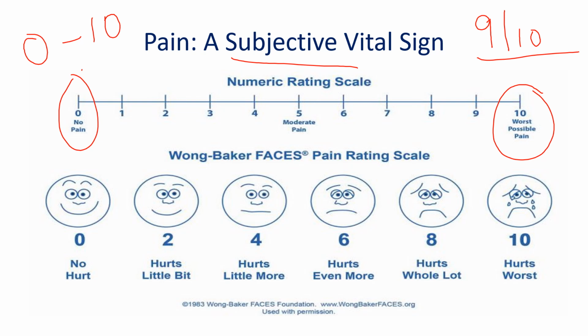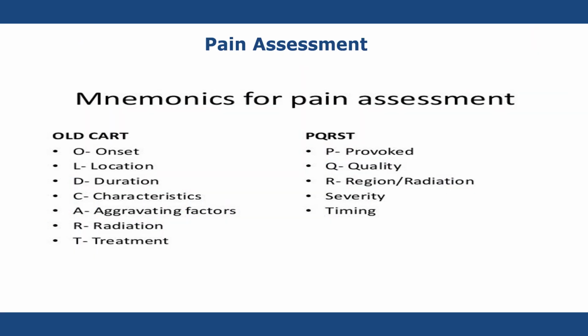If you have a child or any adult who is not able to verbalize or who is not able to rate pain using the 0 to 10 scale, then you can use a FACES pain rating scale. All right. Okay, so let's say that you have a patient who tells you that he is in pain. Then what is the next step?